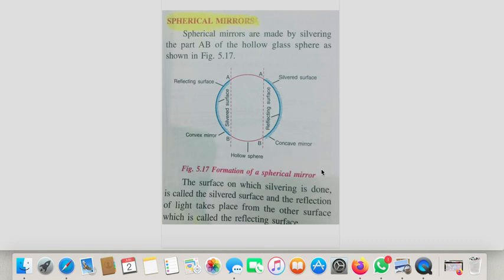Now we are going to move further and understand various terms related to spherical mirrors. Now we will talk about various terms that are related to a given spherical mirror, either a convex mirror or a concave mirror.